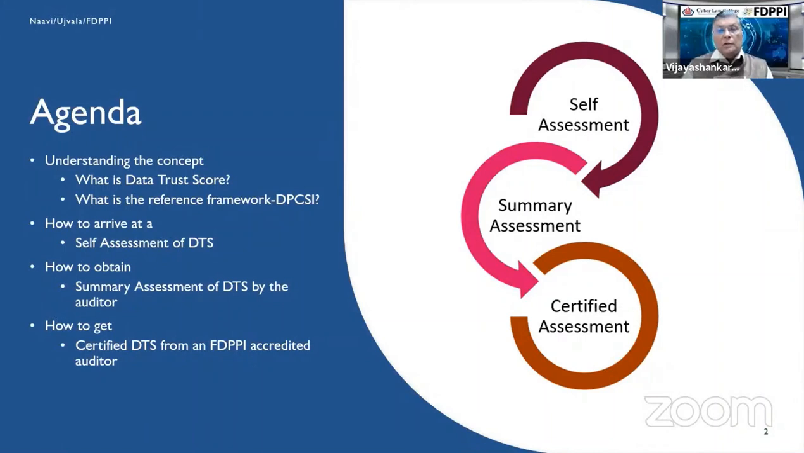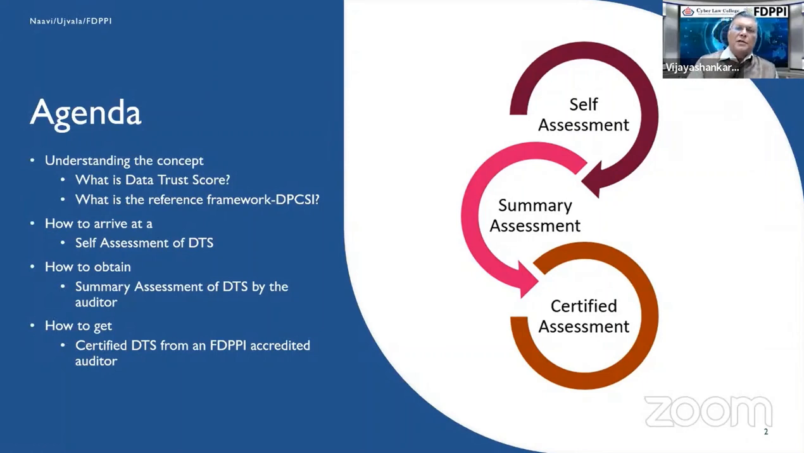Then we will go into some kind of a self-assessment possibility of an organization trying to ascertain what would be its data trust score if we are looking at compliance to the Indian data protection law. Then we will go further into the possibility of a summary assessment of data trust score of an organization by an auditor. And finally, if an organization wants to go further, they can actually get their compliance system audited and the DTS score certified by the FDPPI.